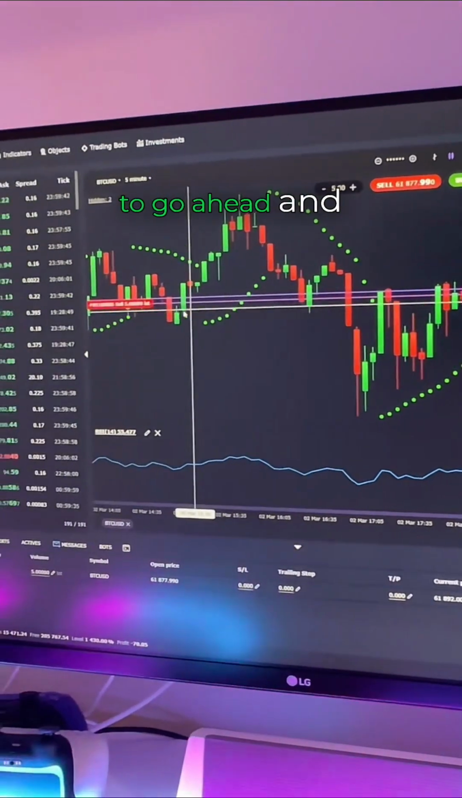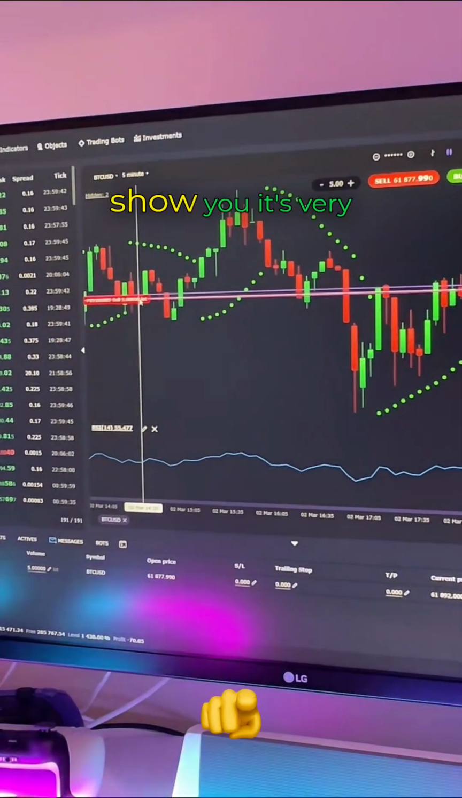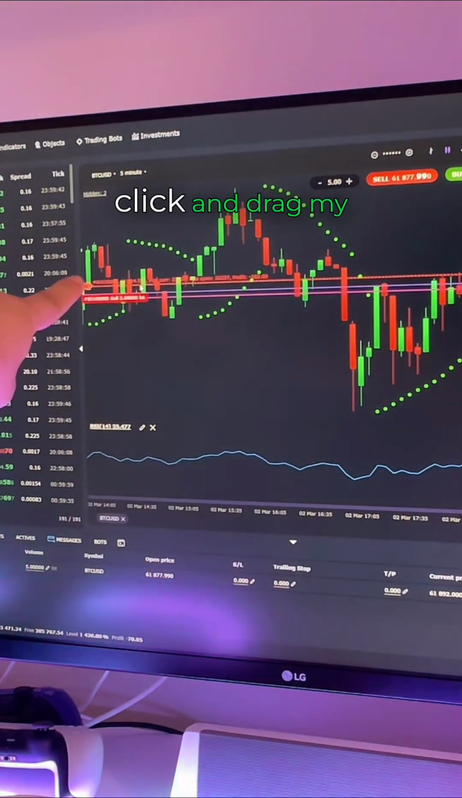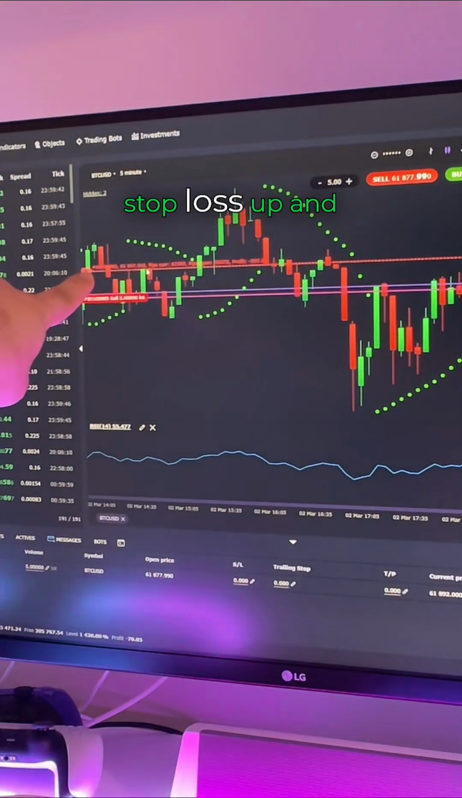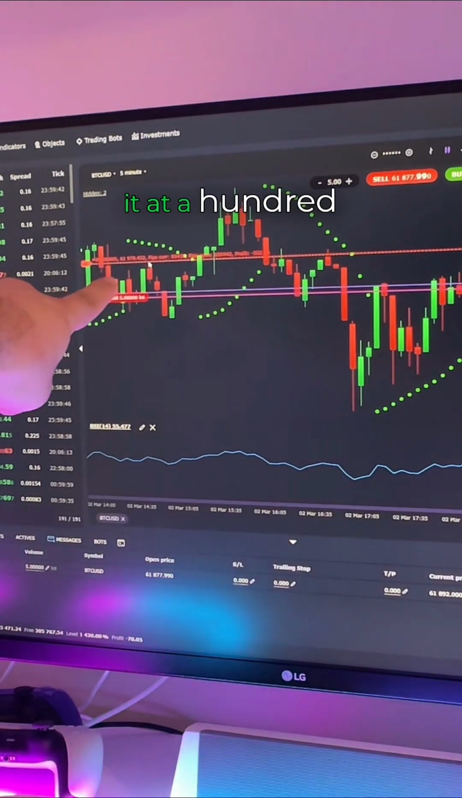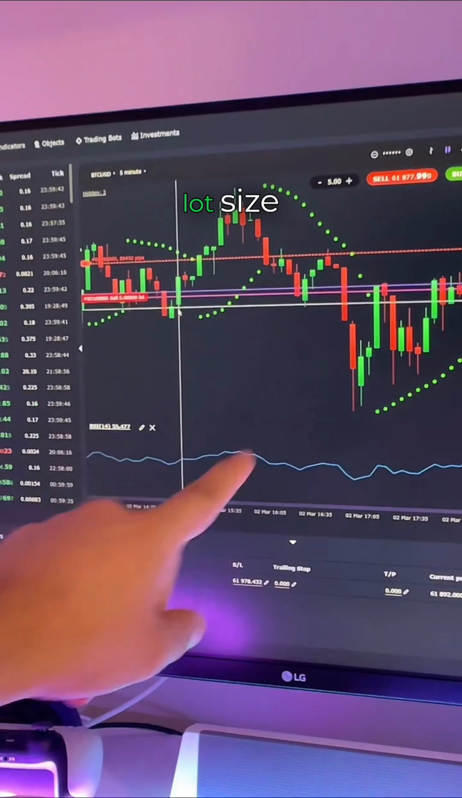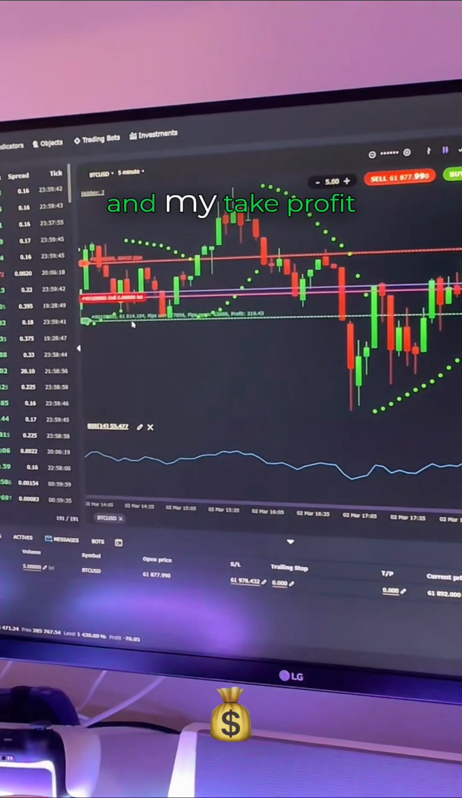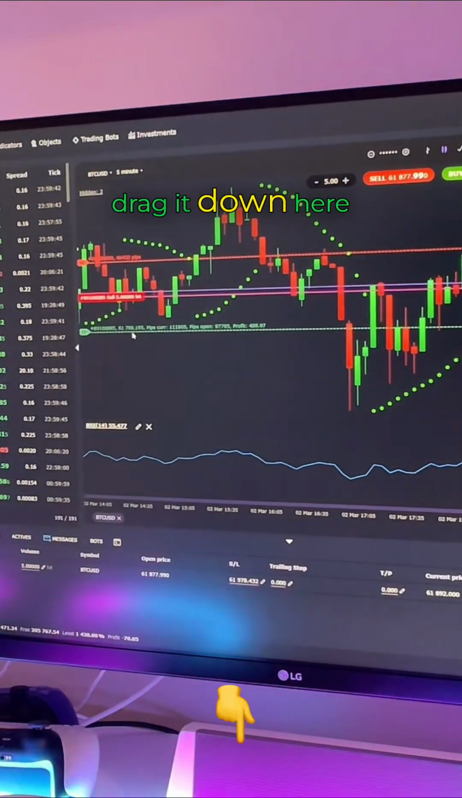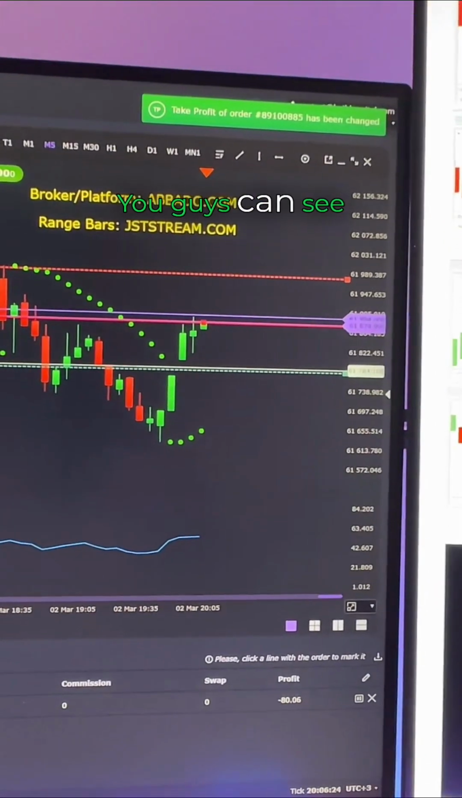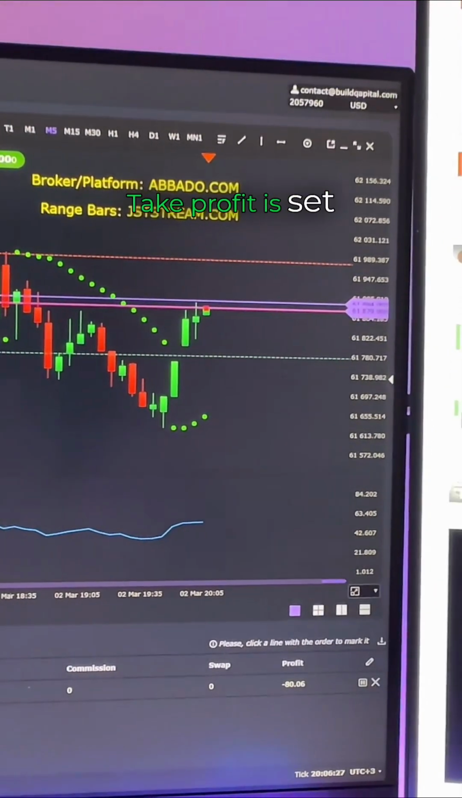Now I'm going to go ahead and set my stop loss and take profit. I'll show you, it's very simple. So because we're in a short position, I'm going to just click and drag my stop loss up, and I'm going to set it at 100 points. So that's going to be $500 because I'm using 5 lot size. So there we go. That's my stop loss, and my take profit, I'm just going to drag it down here, and I'm going to set it at 100 points as well. And there we go. You guys can see it says take profit is set and stop loss is set.